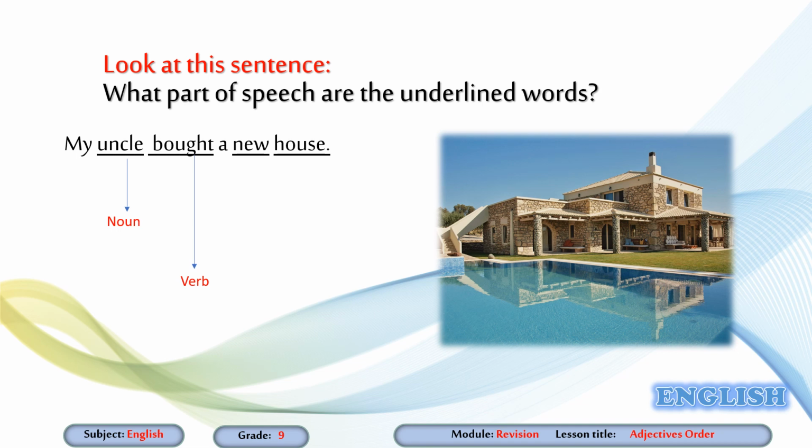Now let's go to the next word, which is new. What do you think new is? What part of speech is it? Excellent. It is an adjective. It's an adjective as it describes what? It describes the word house. So house is a noun. Great. It is a noun.